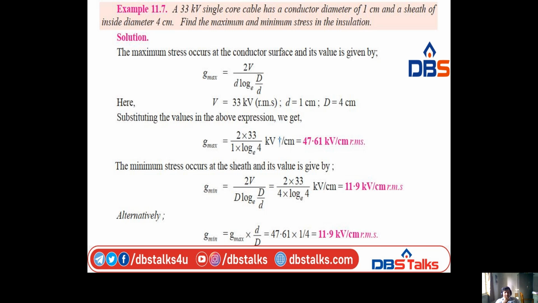Right? Like that, we have to determine the G maximum value and G minimum value. And alternatively, we have the relation G maximum by G minimum is equal to capital D by small d. So from that expression also we can determine G minimum is equal to G maximum, 47.61 into 1 by 4, that is equal to 11.9 kV per centimeter RMS.